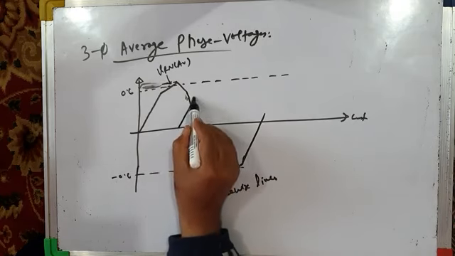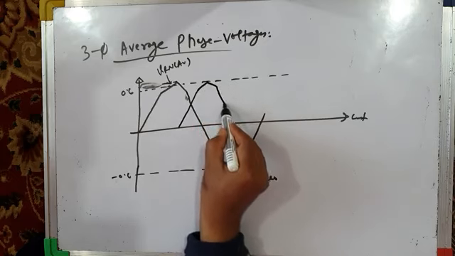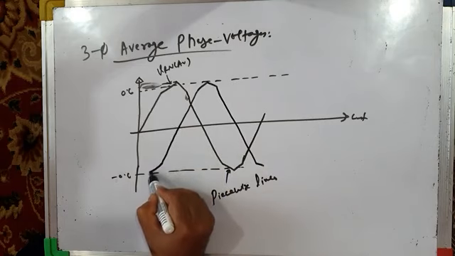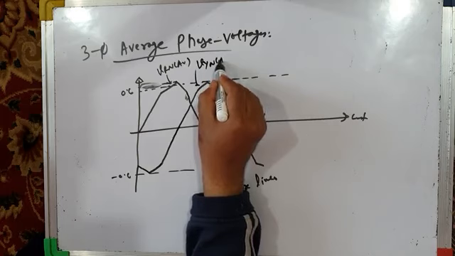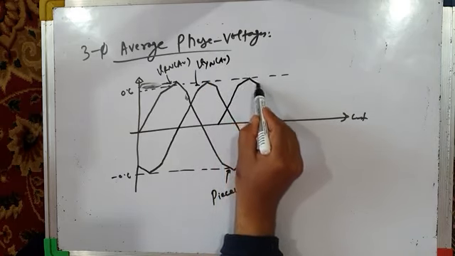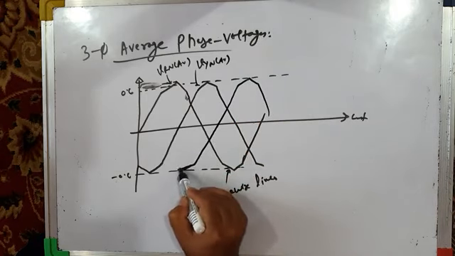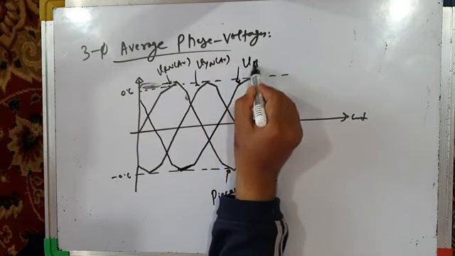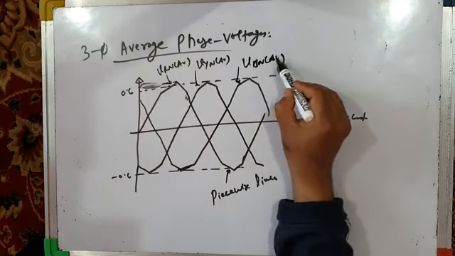So this is VRN average. Similarly, VYN average will be like this. This is VYN average, and VBN average will be like this. Sorry. This is phase voltage VBN average.